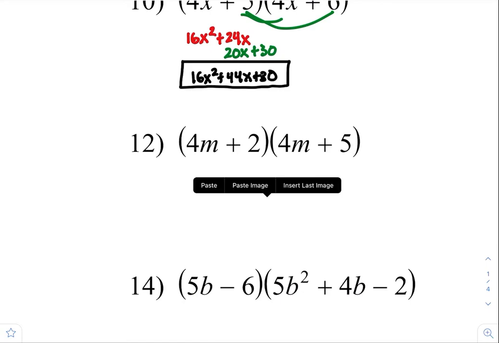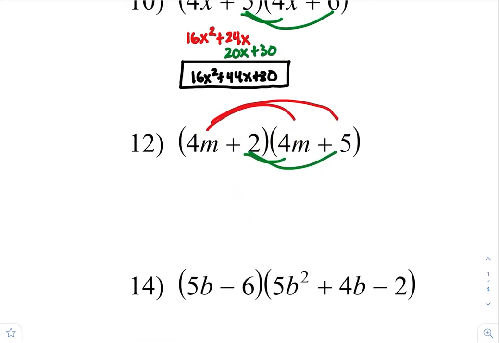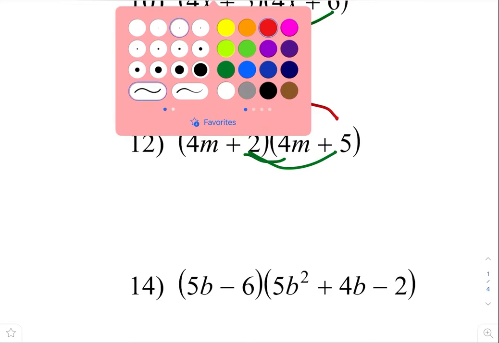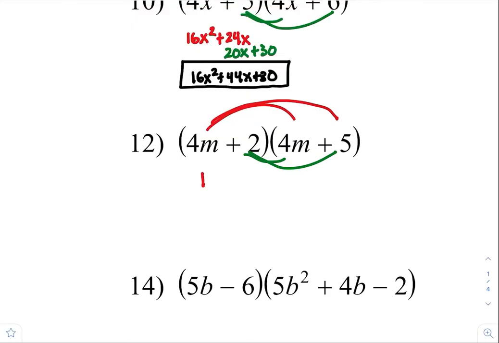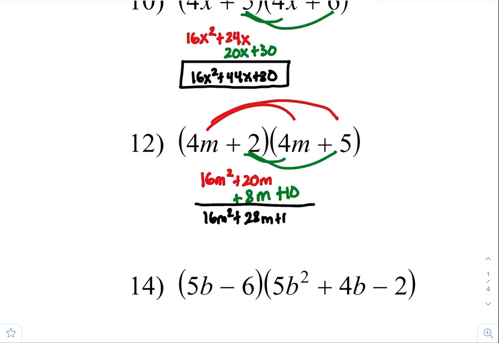Alright, fair enough. Number 12. 4m times 4m, you guys, is 16m to the second. 4m times 5 plus 20m. 2 times 4, you guys, is plus 8m. And 2 times 5, you guys, is 10. So combine like terms. 16m squared plus 8, you guys, is 28m plus 10.